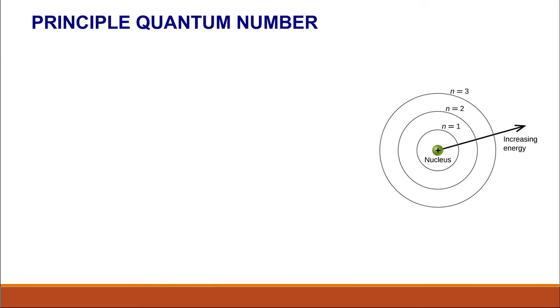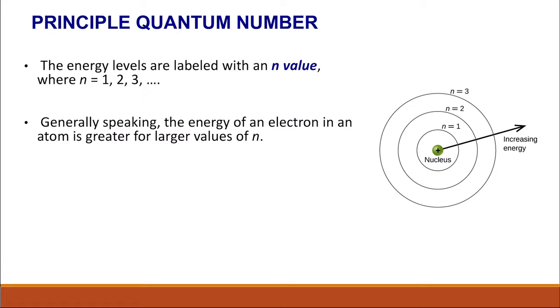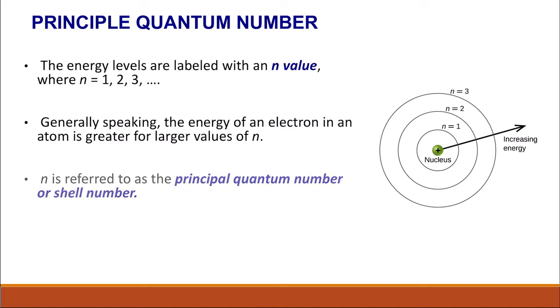So, first thing is the principal quantum number. We know that the atom consists of a positively charged nucleus, and it has the electrons which orbit the nucleus in different energy levels. The energy levels are labeled with an n value, so n = 1, 2, 3, and so on. As we go away from the nucleus, as the n value increases, the energy of that particular energy level increases as well.